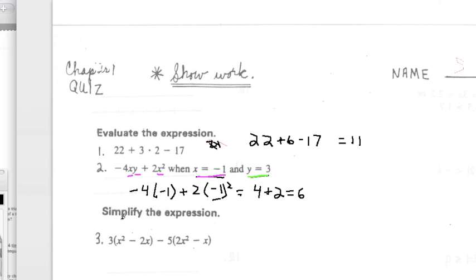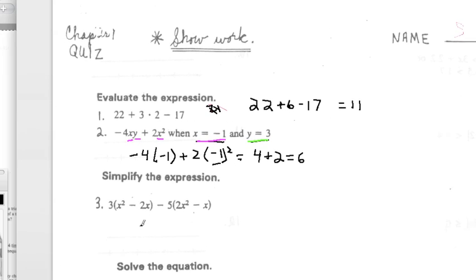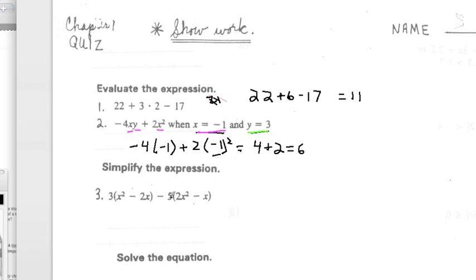Simplify this expression. 3 times x squared minus 2, and then minus 5 times 2x squared minus x. Remember, you have to distribute these things in parentheses, and you'll see some simplification. You can already look ahead and see combinations of some like terms here.